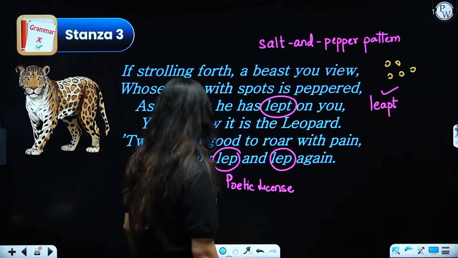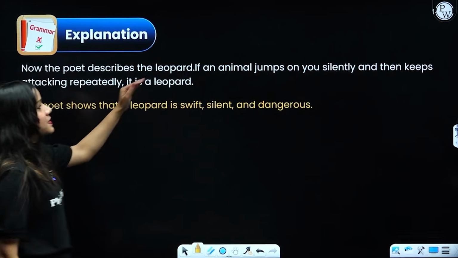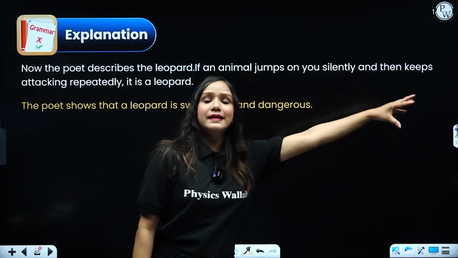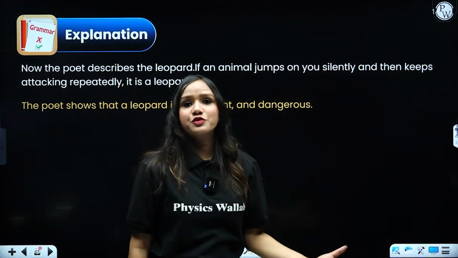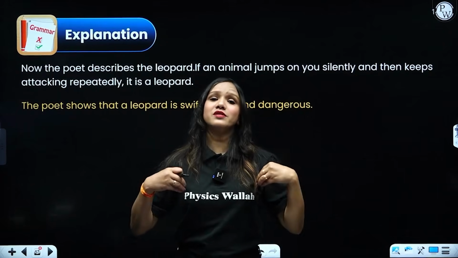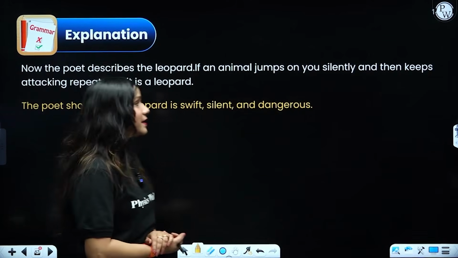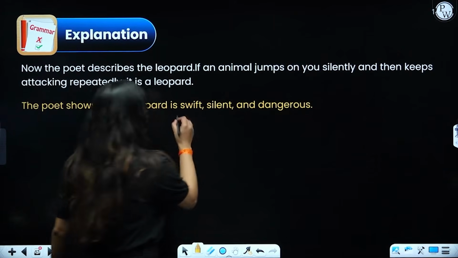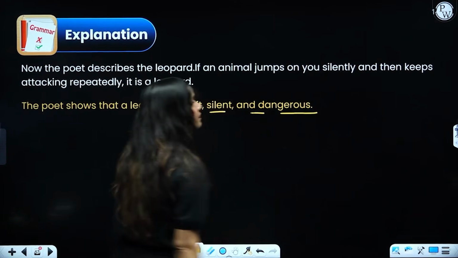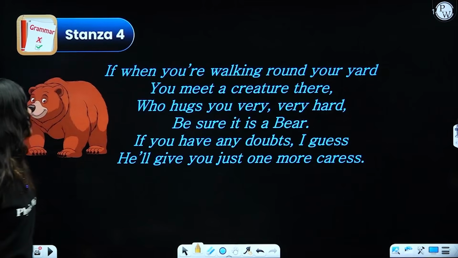Now, let us have a look at the explanation. The poet describes a leopard. If an animal jumps on you silently, pounces on you, and tries to eat you up, and it is not going to show you any mercy even if you are crying with pain, it will simply eat you and will not leave any crumbs. The poet shows that a leopard is swift, silent, and dangerous. Got it? Now, let's see another stanza.